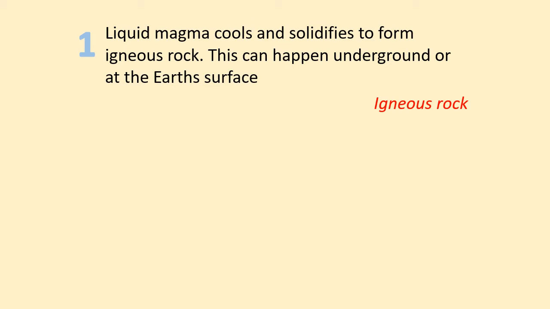So if we talk through this in words, the first process is that liquid magma, or lava as we call it, cools and solidifies to form igneous rock. This can happen, and we can see it happening on the Earth's surface in the form of volcanoes, but this process can also happen underground, where we're not really able to see it, and it can also happen under the sea, where some magma escapes, but because it's surrounded by water, it cools down very quickly. And that is how we form igneous rock.